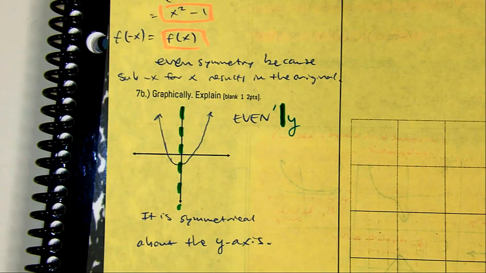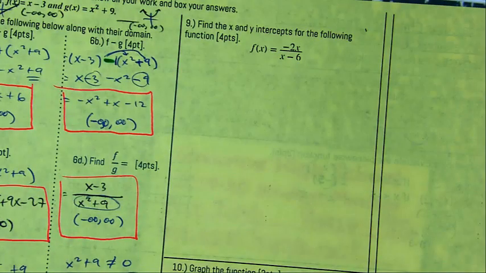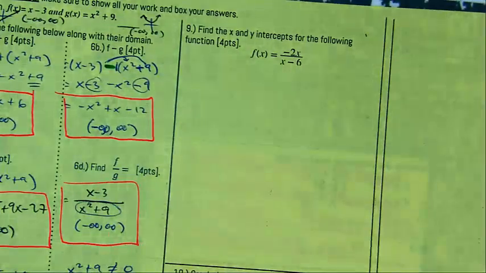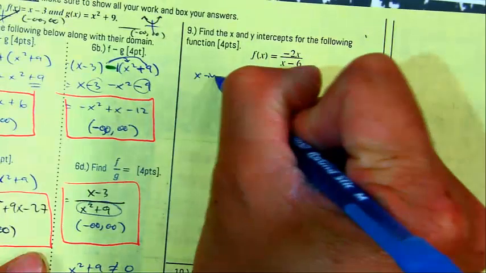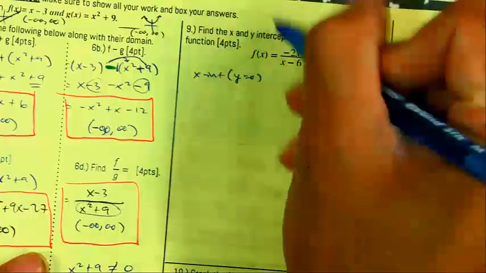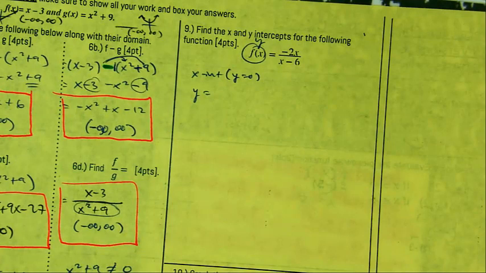Alright, question number 9. Trying to find the extra credit questions, or what I chose. Find the x and y intercepts of the following. So to find an x-intercept, you're going to make y equals 0. Where's the y? Right here. So I'm going to have y equals... sorry, I'm looking for the extra credit answers.